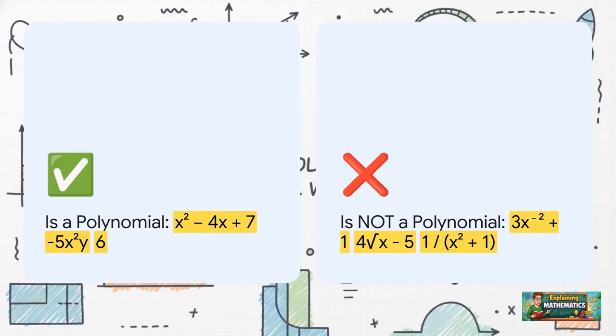So let's look at some examples. Over here on the left, you see perfectly valid polynomials. See how they all have those clean whole number exponents? But on the right, well, these are the rule breakers. We've got one with a negative exponent, another with a square root, which, like I said, is just a sneaky fractional exponent, and a third with a variable down in the denominator. None of these guys get to join the polynomial club.